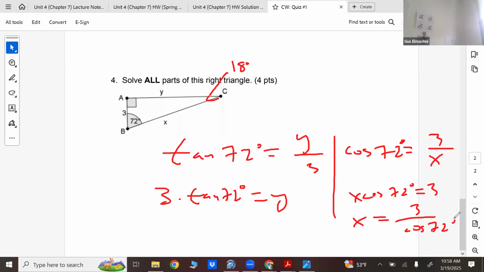This has to be the biggest side. X cannot be less than 3 or less than y. The hypotenuse has to be the biggest side, because it's opposite the biggest angle. So if you got something that's off, double check your work. Make sure it physically makes sense.